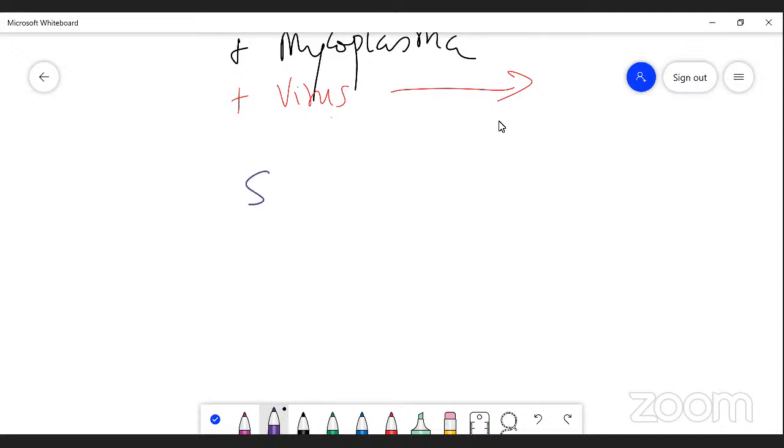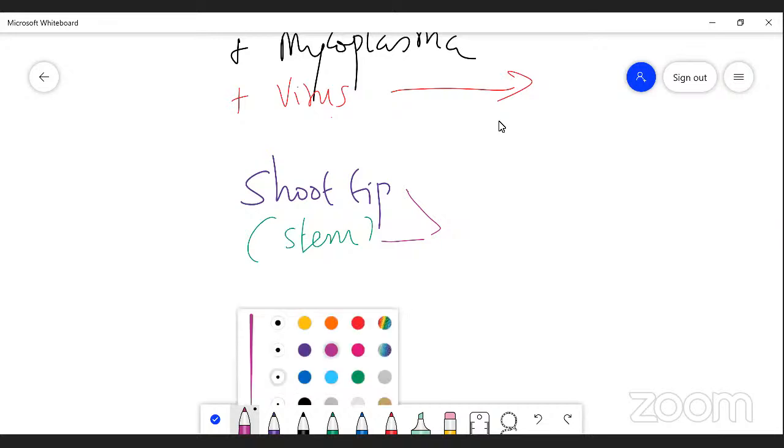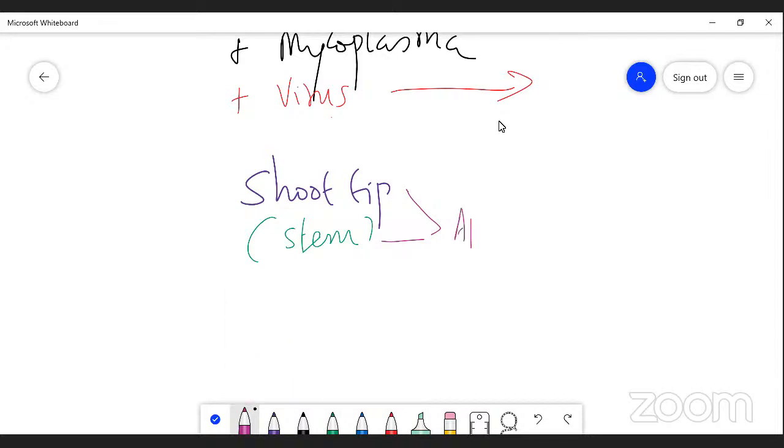Students, please understand, shoot tip means a stem. It is also known as a stem. The tip of a stem possesses apical meristem. The tip is a shoot tip or a stem tip. Both have similar meaning. The shoot tip is nothing but an apical meristem.